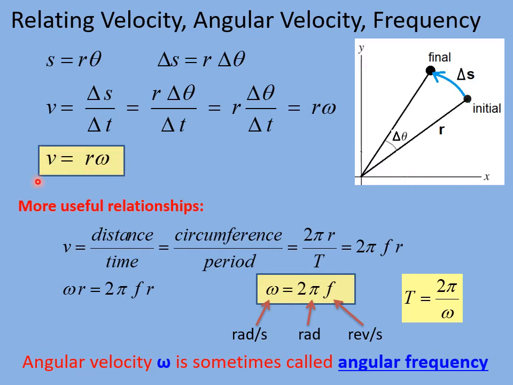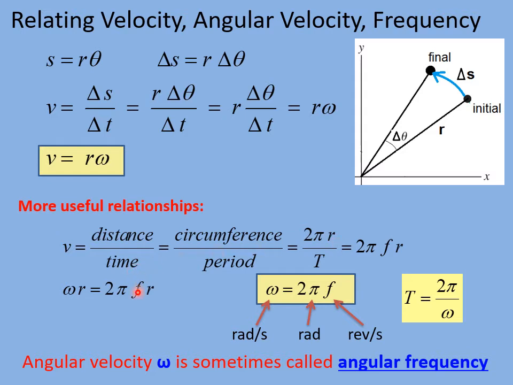This is a very basic, fundamental, and simple result, where if we know one, we can always get to the other. In other words, if we know what omega is, and obviously we would have to know the radius of the circle, we can figure out how fast the object's going. Likewise, if we know the speed of the object and the radius of the circle, we can solve for omega and figure out what the angular velocity would be in radians per second.